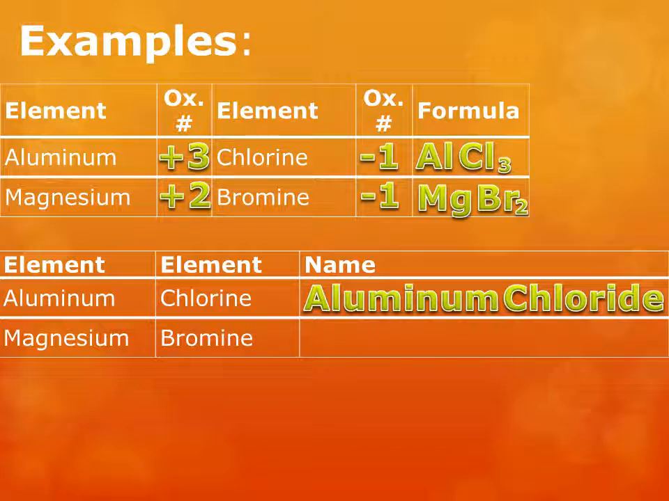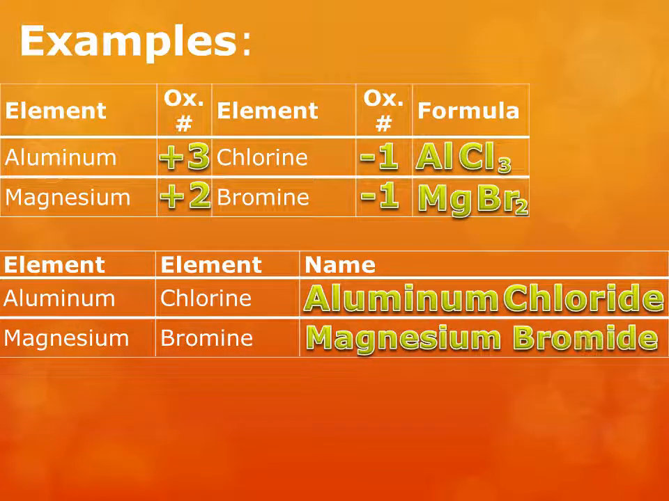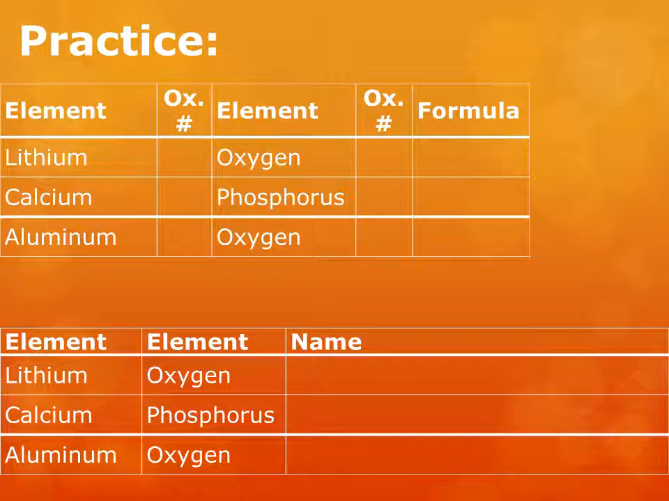Now for the name. So we write down the name of the first one, magnesium, and the name of the second one was bromine. So instead of bromine, we're going to have bromide. And it's that easy for the ionic compounds. Okay, you have some practice here. You're going to need your periodic table. Go ahead and try them.